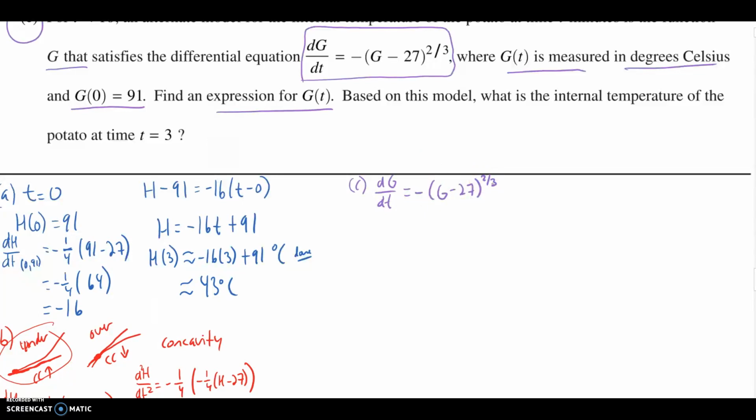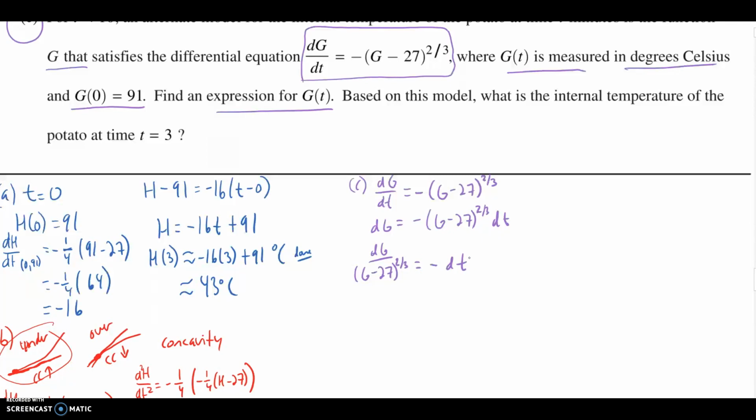And in order to get the antiderivative, we're going to first separate out this notation on the left side. I always like taking this step first. Just multiply both sides by dt. And then all I want to get rid of is the part from the right side that has a function g in it, which is just that g minus 27 to the 2/3. I'll go ahead and leave the negative sign over there on the right side because it's not really hurting anything over there. So dg over g minus 27 to the 2/3 equals negative dt.